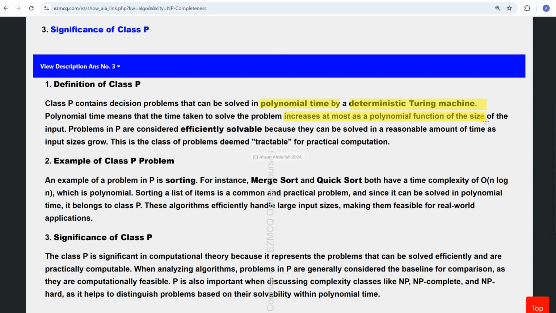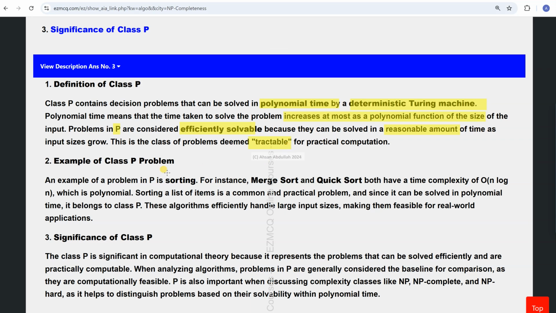So polynomial means that the time taken is a function of the size of the input. If a problem is considered to be of P class, then it is efficiently solvable, and it is solvable in a reasonable amount of time. And the reasonable amount of time is that the number of steps are polynomial.